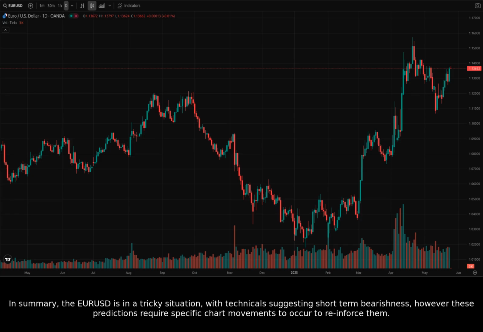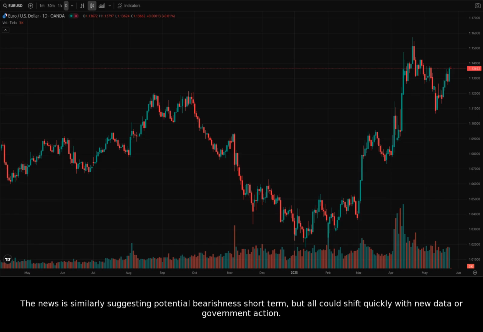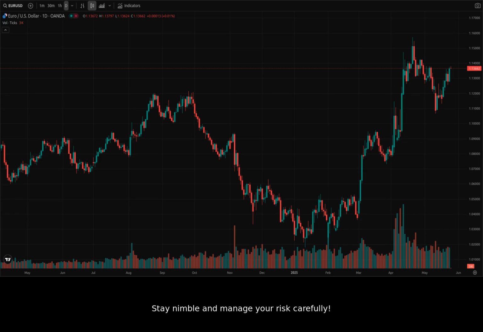In summary, the EURUSD is in a tricky situation, with technicals suggesting short-term bearishness. However, these predictions require specific chart movements to occur to reinforce them. The news is similarly suggesting potential bearishness short-term, but all could shift quickly with new data or government action. Stay nimble and manage your risk carefully.